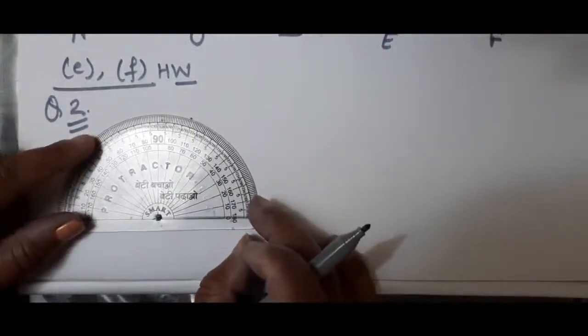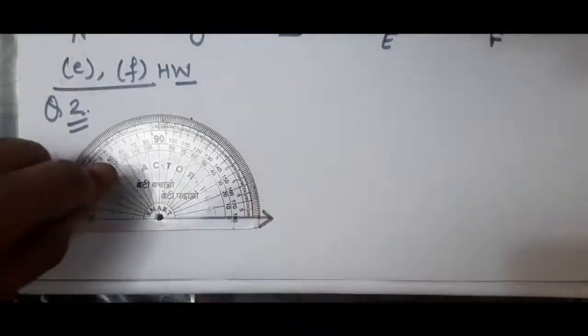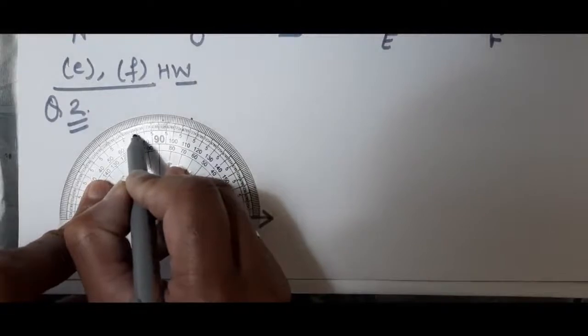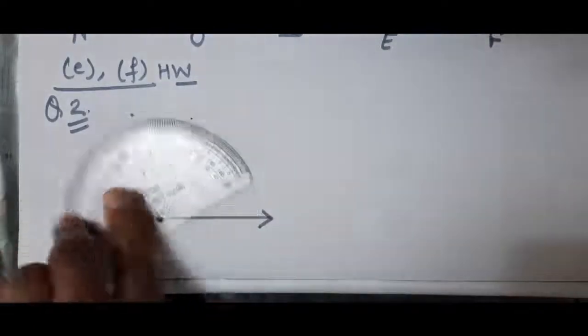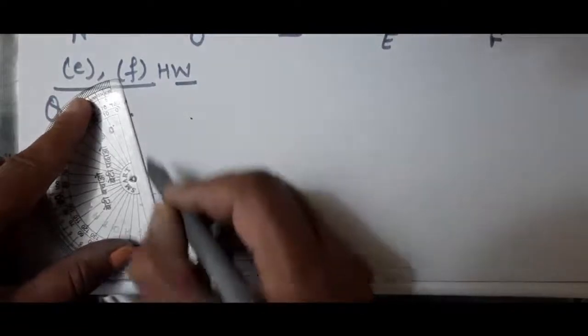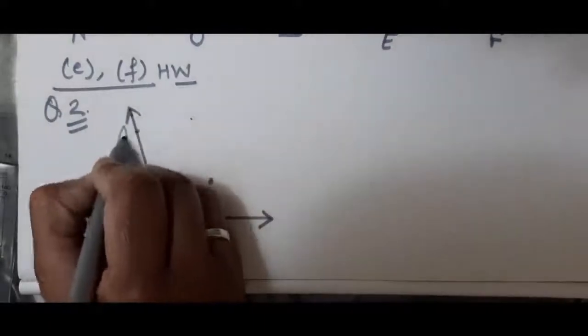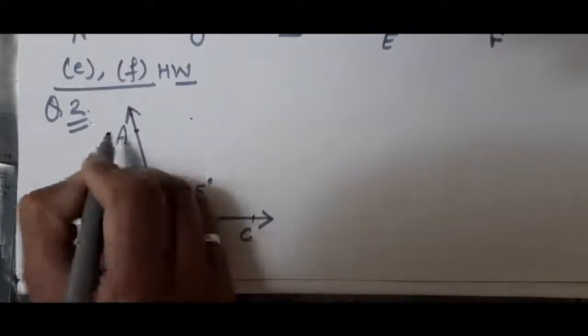Right? So draw a ray and place your protractor at this point. You will make an angle of 105. 105 is greater than 90 and 105 lies between 100 and 110. So it is 105 degrees. So join it and you will get a 105 degree angle. Right? You will name it ABC. It is given in the question.